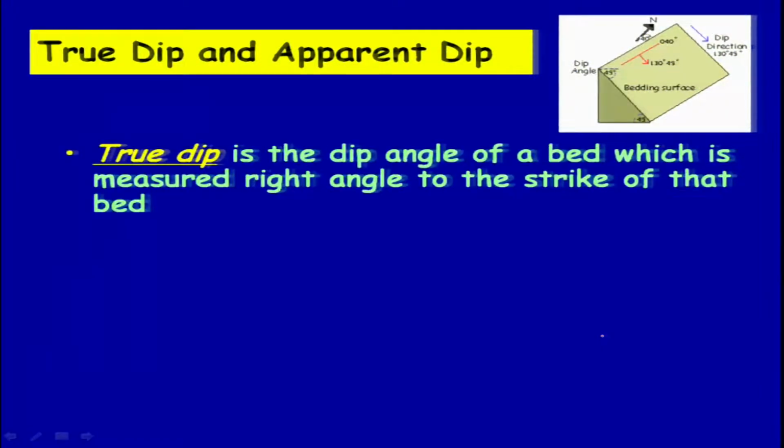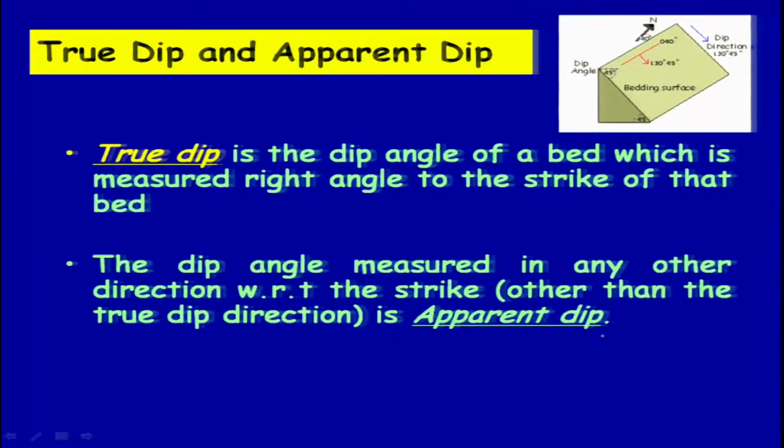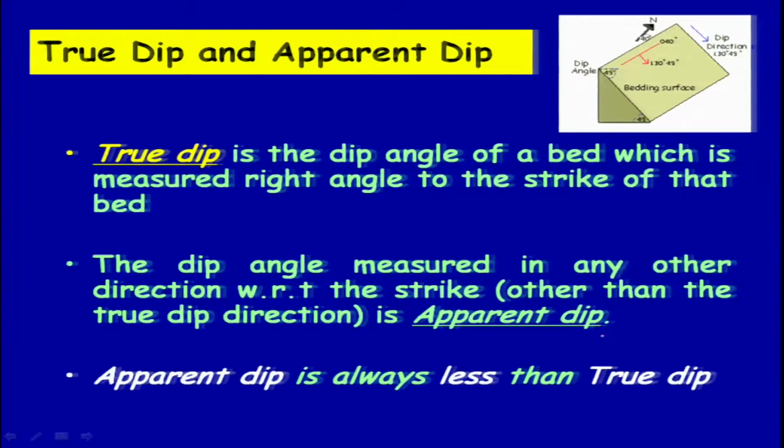True dip is the dip angle of a bed measured at right angle to the strike of the bed, and the dip angle measured in any other direction with respect to the strike, other than the true dip direction, is termed apparent dip. This is one very important point: apparent dip is always less than the true dip.